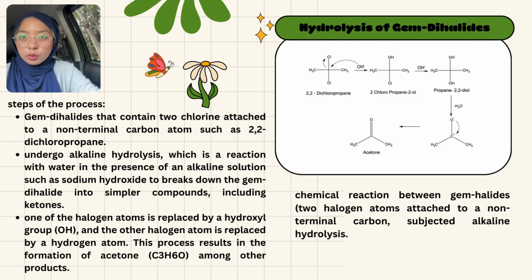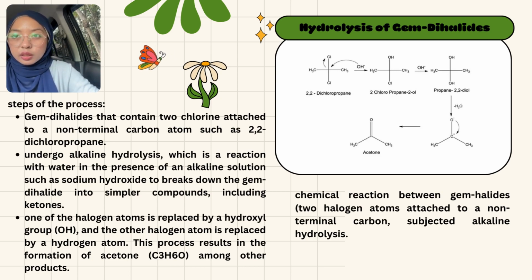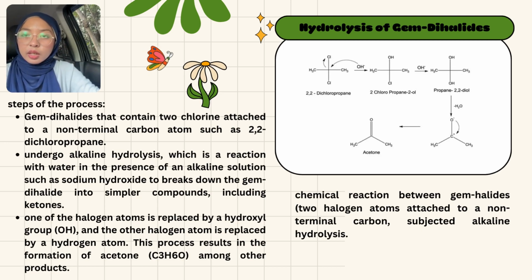2,2-dichloropropane undergoes alkaline hydrolysis, which is a reaction with water in the presence of an alkaline solution such as sodium hydroxide. This reaction breaks down the gem dihalide into simpler compounds, including ketones. During the hydrolysis of gem dihalides, one of the halogen atoms is replaced by a hydroxyl group, and the other halogen atom is replaced by a hydrogen atom. This process results in the formation of acetone and other products.